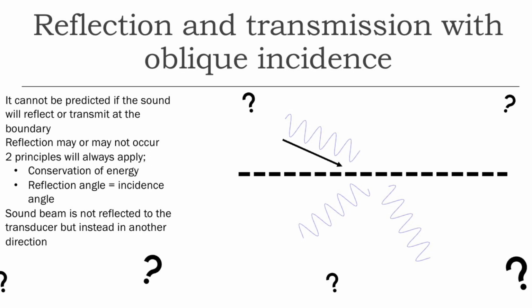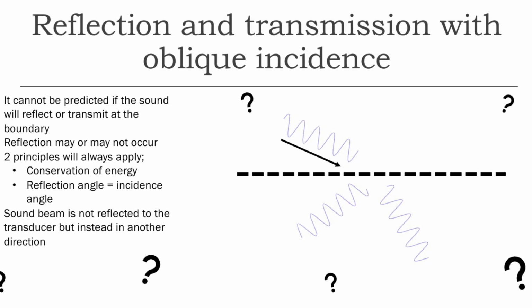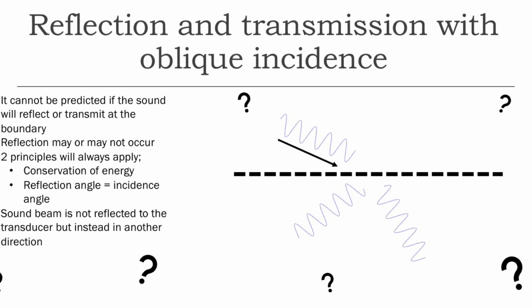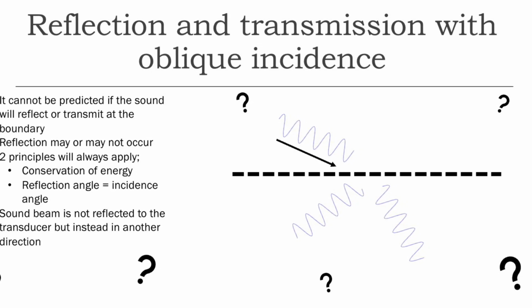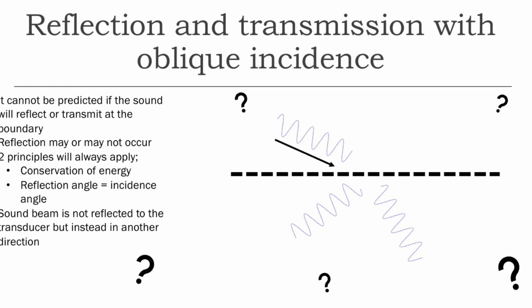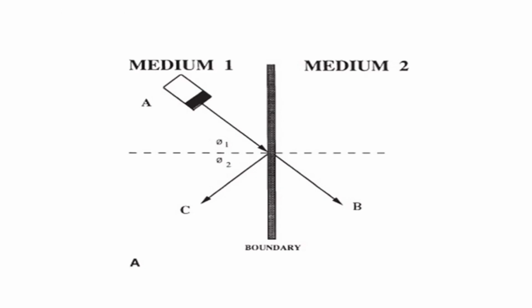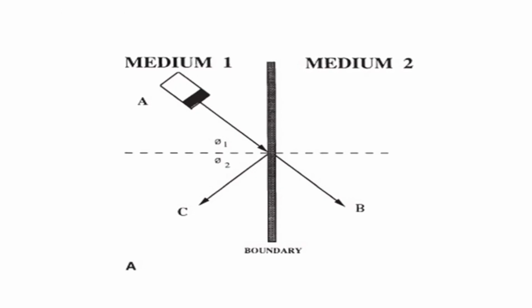With oblique incidence, reflections can still happen even when the impedance of the two media are exactly the same, or reflections may not happen at all even with different impedances. The same applies to transmission. When a sound wave beam strikes a boundary at an oblique angle, transmission may or may not happen.